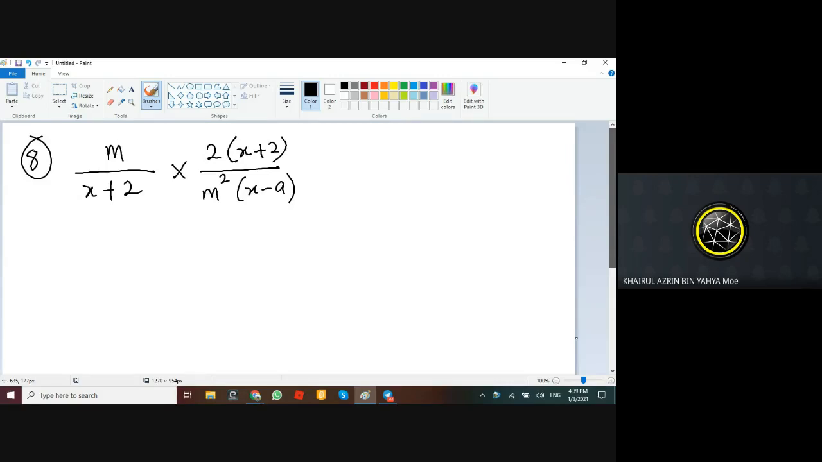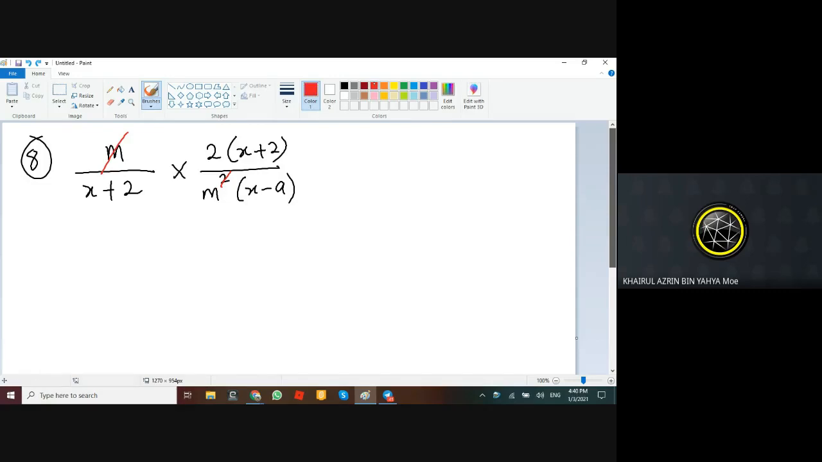What can we do? If you notice, this m and this m square, we can eliminate here. If I write m times 1 over m square, this is actually equal to m times 1 over m times m, since m square is m times m. So we can eliminate one m. It becomes 1 over m. However, I just eliminate the square only, the power of 2. What else can we eliminate?